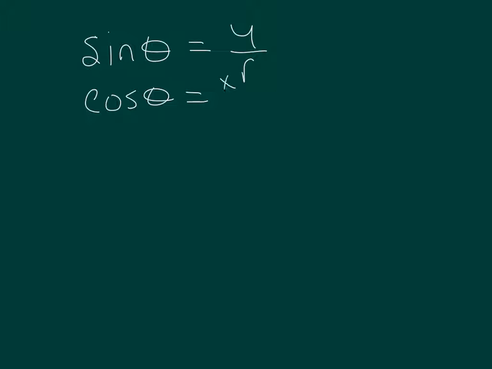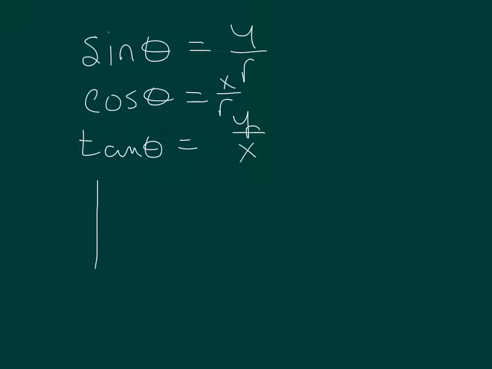All right, now we know by definition that the sine of theta is y over r, cosine is x over r. Just review. Tangent is y over x. And of course, we know what those reciprocal trig functions are.